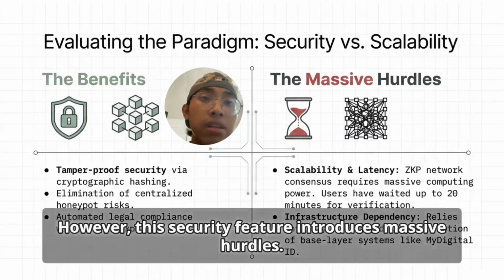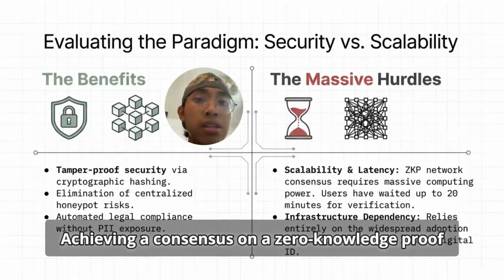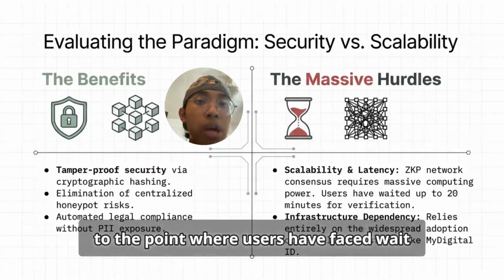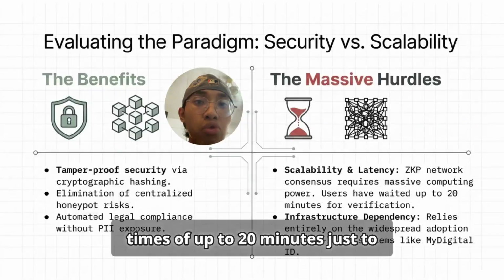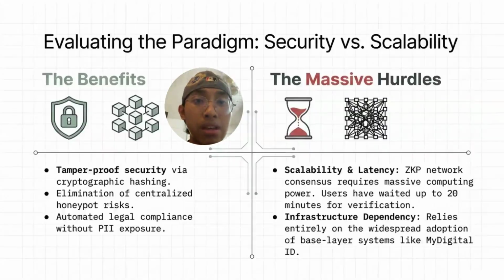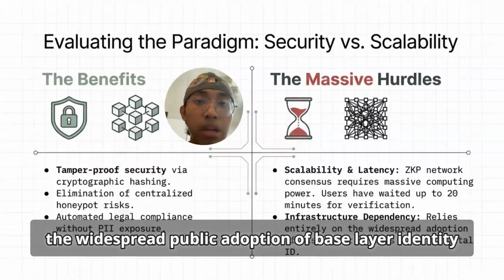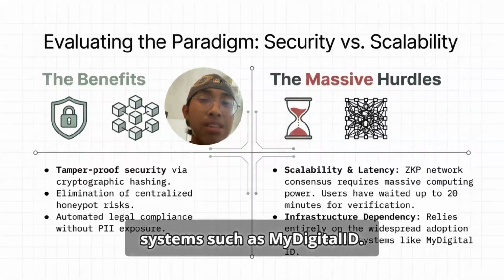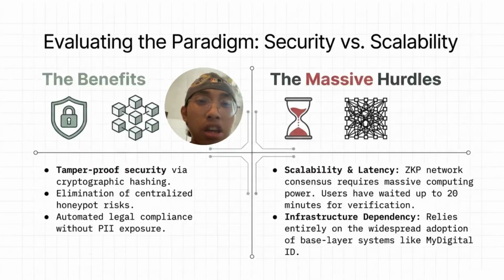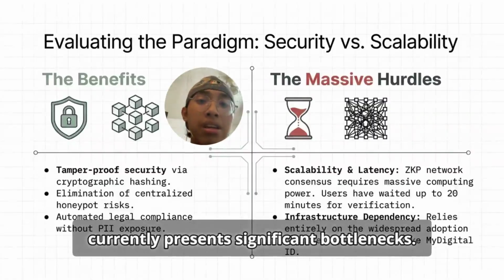However, the security features introduce massive hurdles. The primary issue is scalability and latency. Achieving a consensus on a zero-knowledge proof, which is ZKP, network demands immense computing power, to the point where users have faced wait times of up to 20 minutes just to verify a transaction. Finally, there is a major infrastructure dependency. The success of this paradigm relies entirely on the widespread public adoption of base layer identity systems such as MyDigital ID.